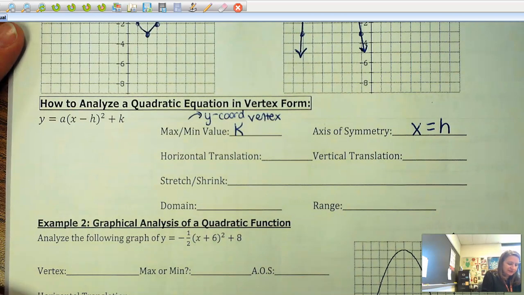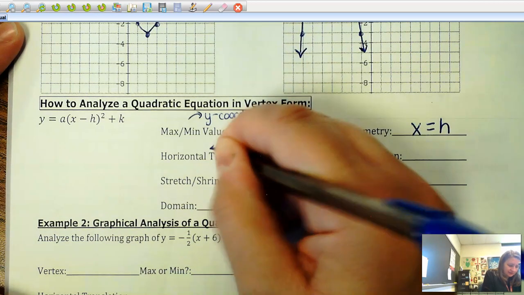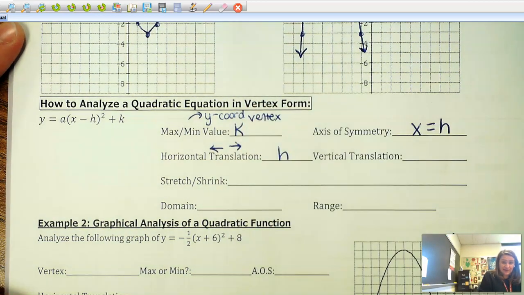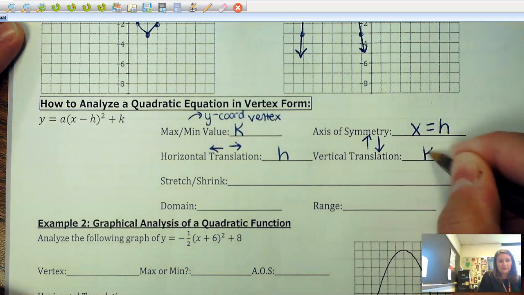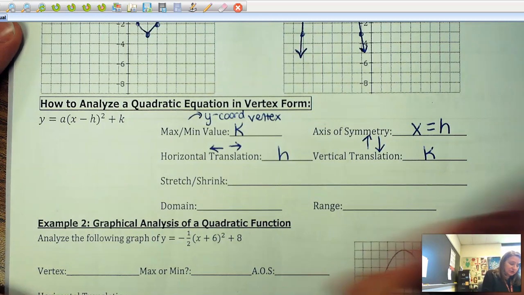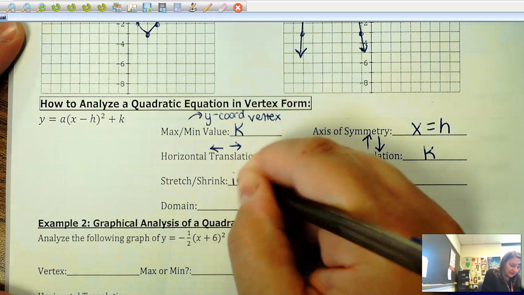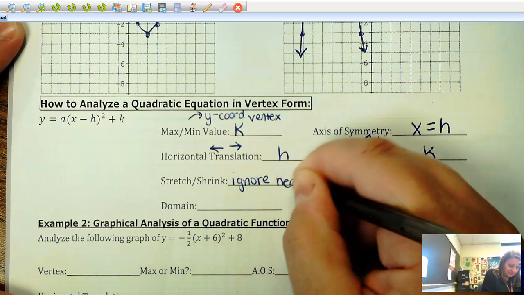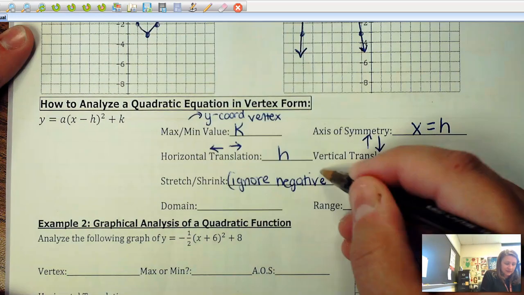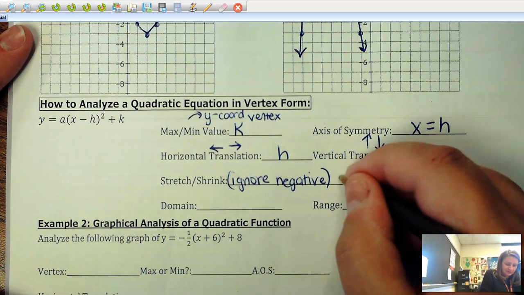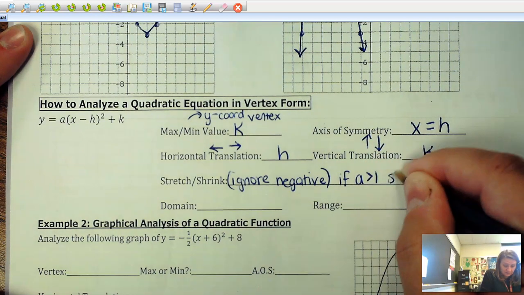The horizontal translation is going to be left or right, and that's affected by the h. The vertical translation is going to go up or down, that's going to be the k. The stretch or a shrink, okay, so let me write this down. I'm going to ignore the negative if I have a negative. So negative tells you whether the graph turns right side up or upside down. Ignore the negative. If that a value is bigger than 1, you have a stretch.